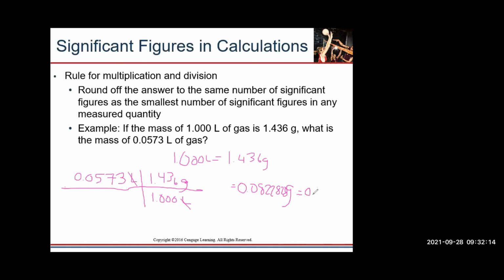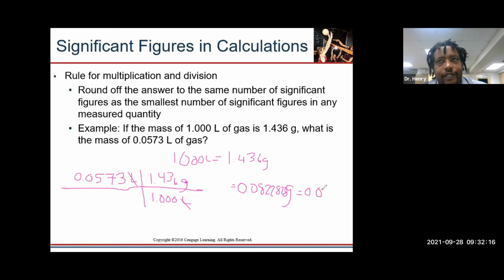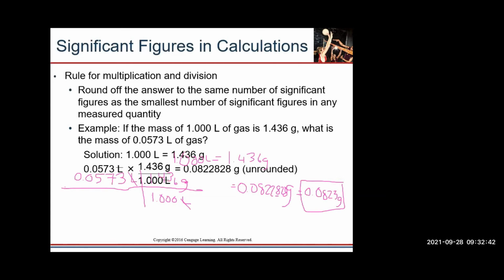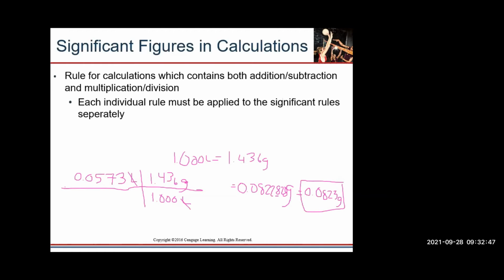So it should be 0.0823 grams. Because we use the 8 to determine whether we're rounding up or leaving it alone. Does that make sense? Yes. Okay.